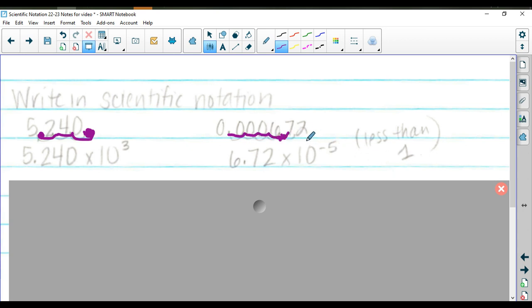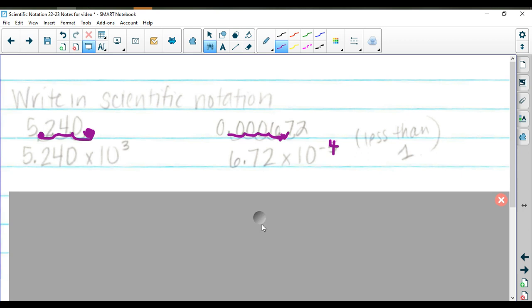And Mrs. Grabner messed up on this one. It is going to be 10 to the negative 4 power, because we would need to move it back 4 spots to the left to put it back into standard form. Noticing that this number starts off as less than 1, therefore our exponent is a negative number.